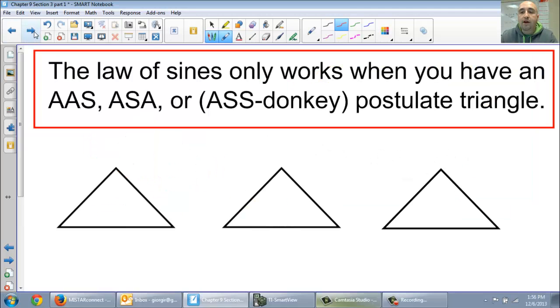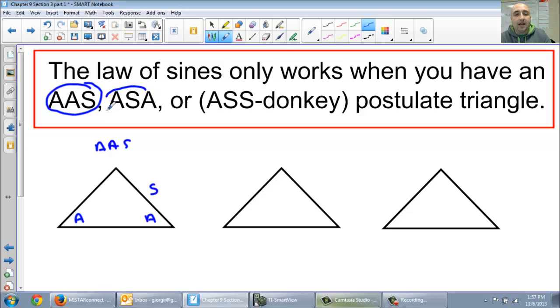Okay, so let's get right into this. Let's start talking about what needs to take place in order for the law of sines to work. Law of sines doesn't always work. There are three cases where law of sines works. The first one is angle, angle, side. If I give you two angles that are next to each other, and then a side, this would be an angle, angle, side case. So you would be able to use law of sines in this case.